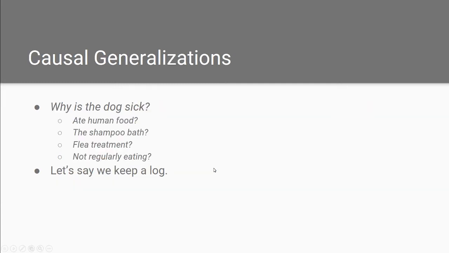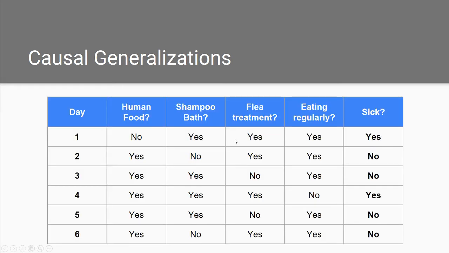Let's look at causal generalizations, and we're going to use another example here. Let's say you come across your dog and you're asking the question, okay, why is the dog sick? Is the dog sick because the dog ate human food? Was it the shampoo bath, the flea treatment, the dog's not regularly eating? Okay, well, let's keep a log, and here's the log that I have kept for 6 days.